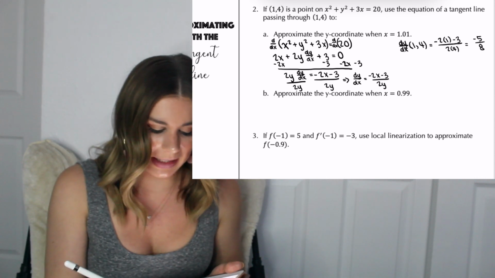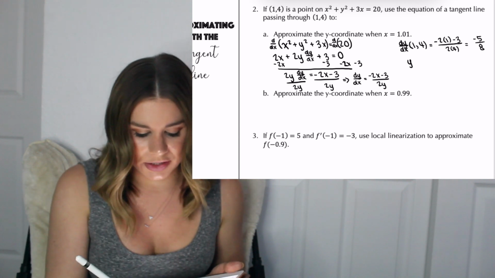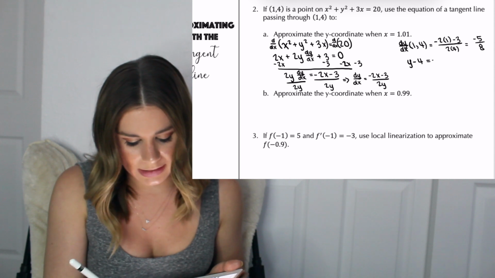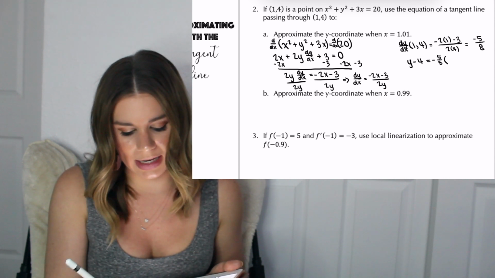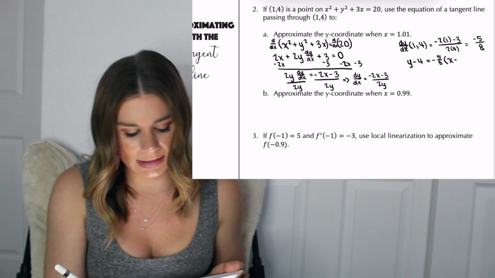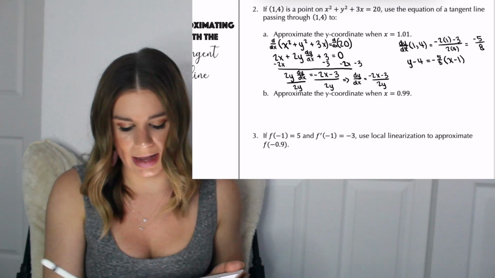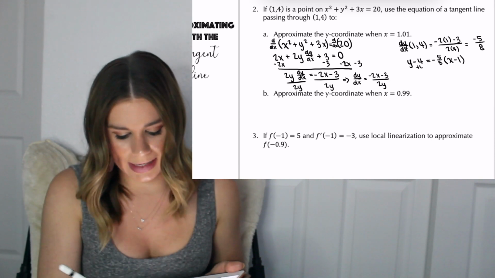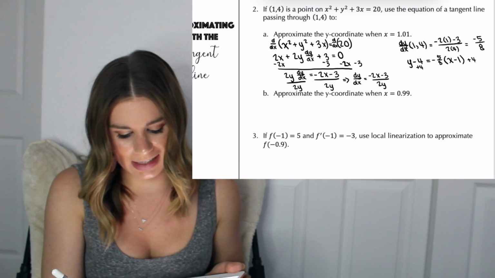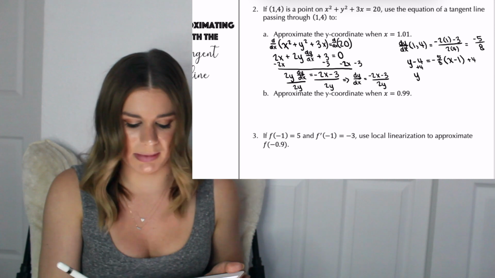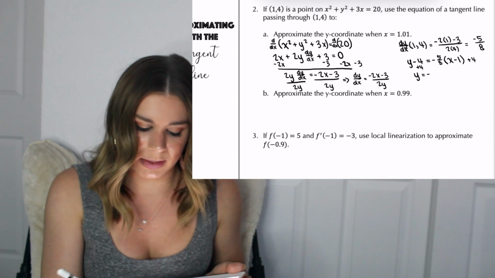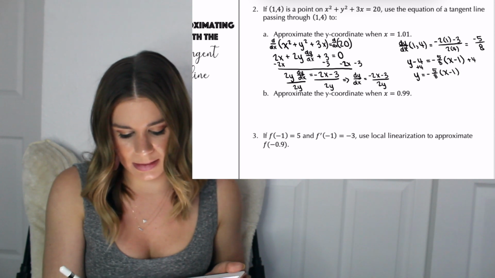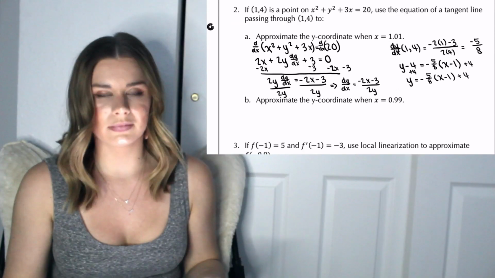Okay, so now we need to write out our equation. So we have y minus our y coordinate, which is 4, is equal to negative 5/8 times x minus our x coordinate, which is 1. Okay, I'm just going to go ahead and add 4 to both sides to get it in y equals form. It's not in y equals mx plus b form, but that's okay. So we have y equals negative 5/8 times (x minus 1) plus 4.